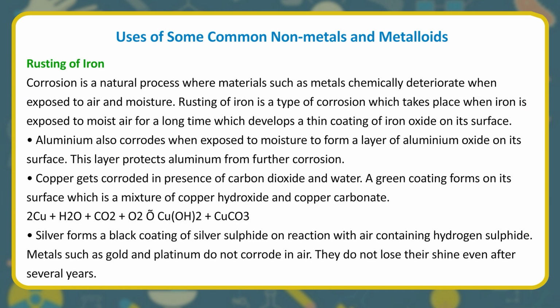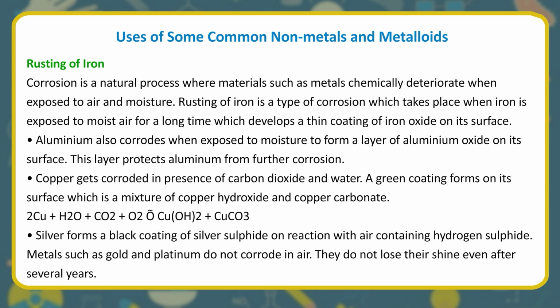Rusting of iron. Corrosion is a natural process where materials such as metals chemically deteriorate when exposed to air and moisture. Rusting of iron is a type of corrosion which takes place when iron is exposed to moist air for a long time, which develops a thin coating of iron oxide on its surface.